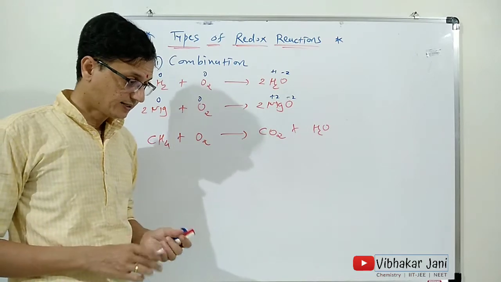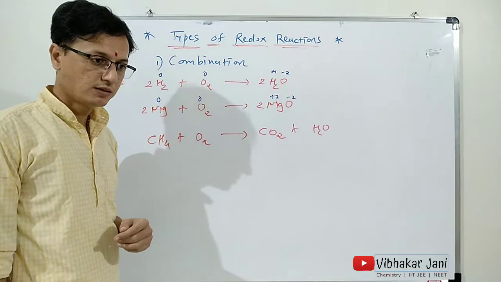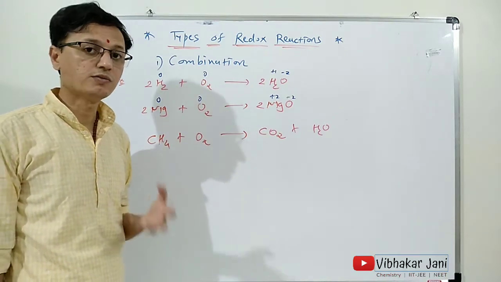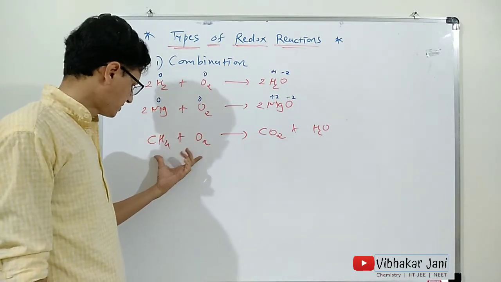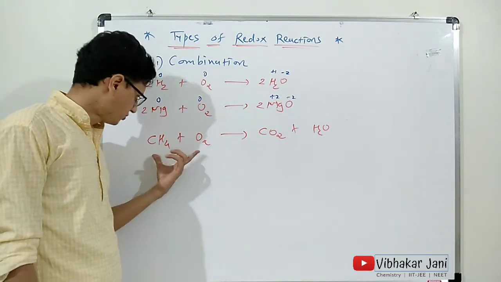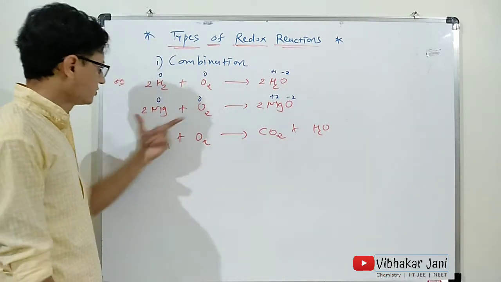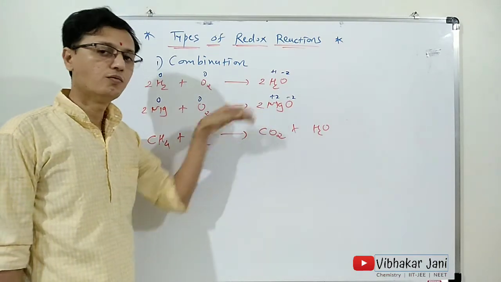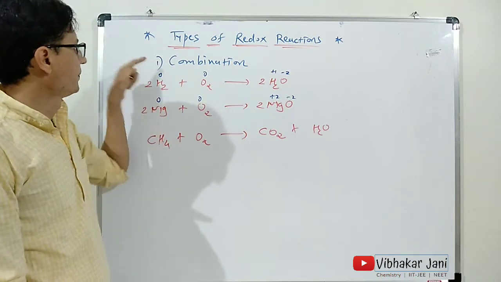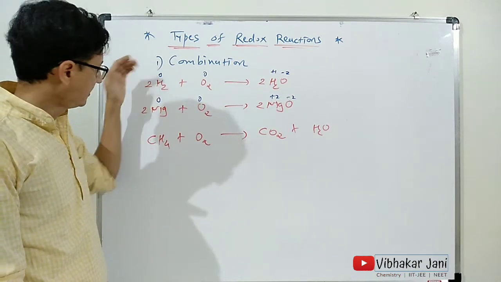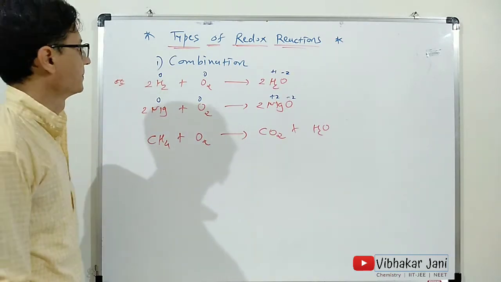Now if any reaction is given to you and you are asked whether it is a combination reaction or not, I hope you can easily find out. Two substances must combine with each other. Here two substances combine to give two products, while in the previous two reactions two substances combine to give only one product. Okay, so pause the video, make the title, then write these three examples, then we will see the second type of redox reaction.